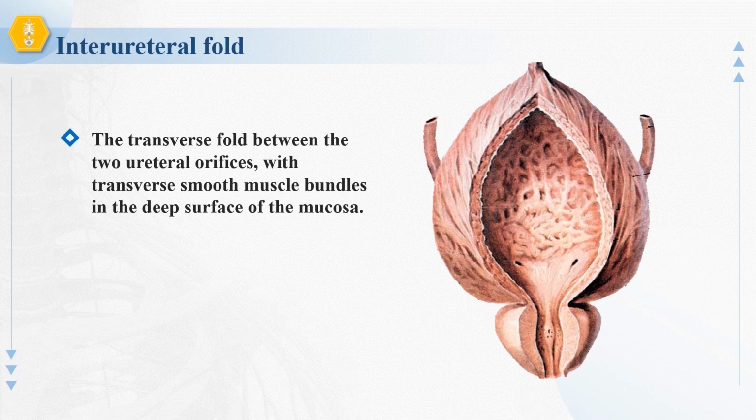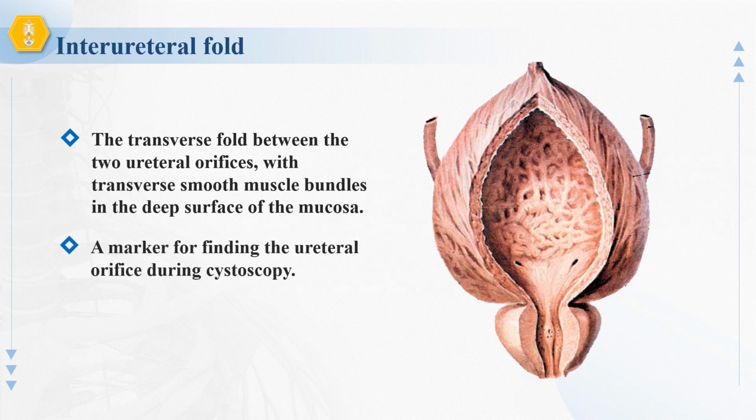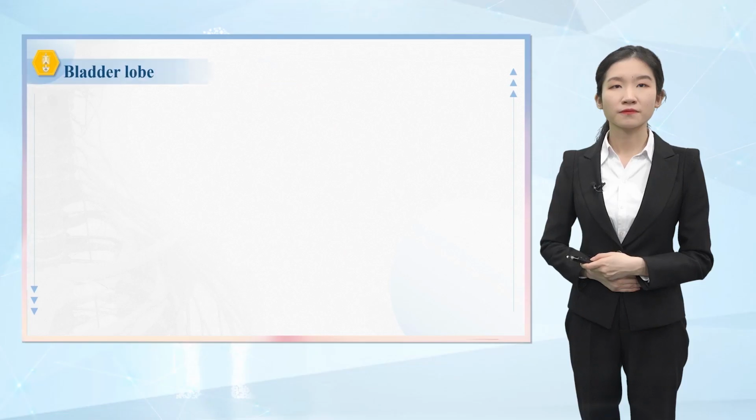Interureteric fold. The transverse fold between the two ureteral orifices. The transverse smooth muscle bundles in the deep surface of the mucosa. It is a marker for finding the ureteral orifice during cystoscopy.